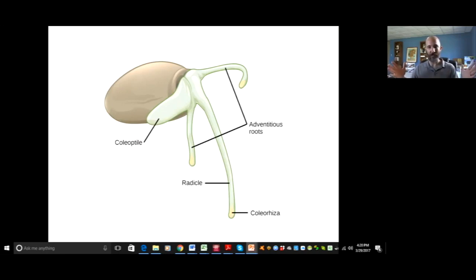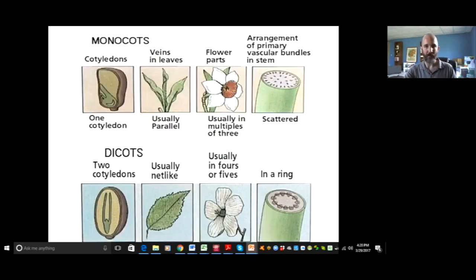In the dicot, the first set of leaves, the cotyledon, is not photosynthetic. Here we go. The second set of leaves is the first true set of leaves. So monocots have one cotyledon, a dicot has two. Monocots have parallel veins in their leaves. The leaves of dicots are net-like. The flowering parts are multiples of three in monocots, and fours or fives for dicots, kind of interesting. And then the way in which their vascular bundles are organized, the xylem and the phloem, is either scattered throughout the vascular tissue of the plant or in a ring in the dicots.